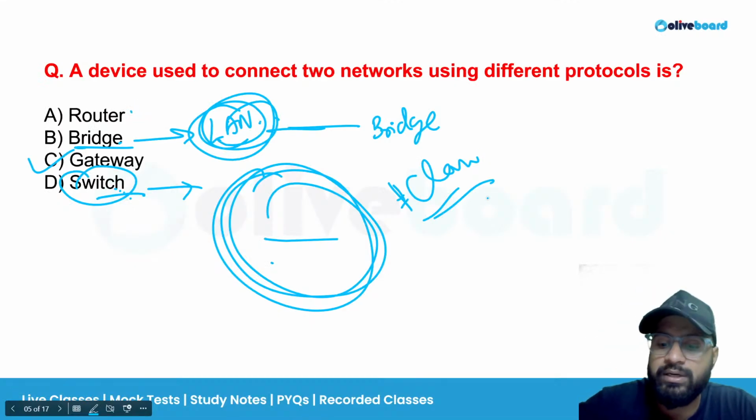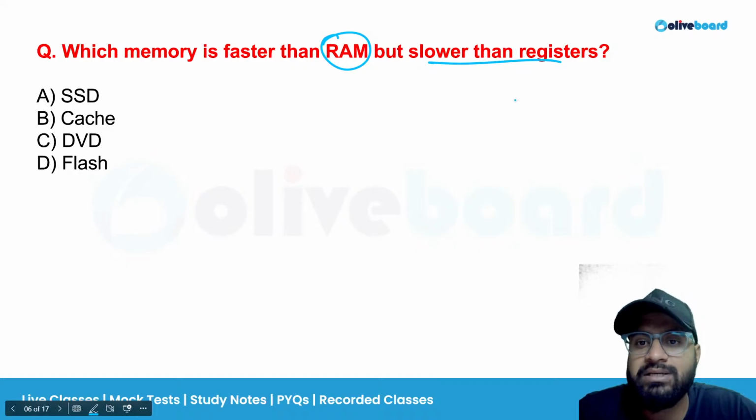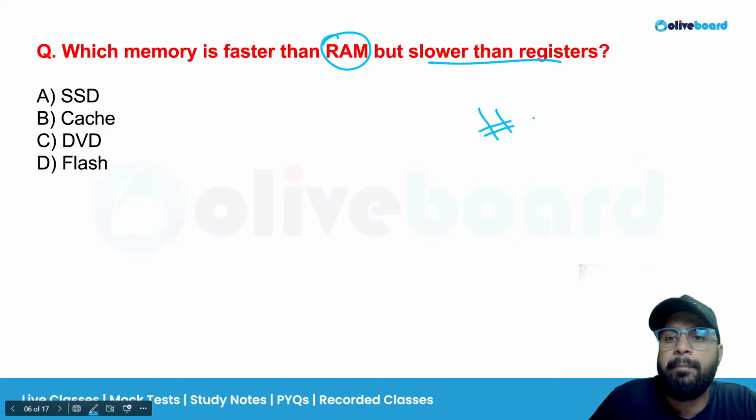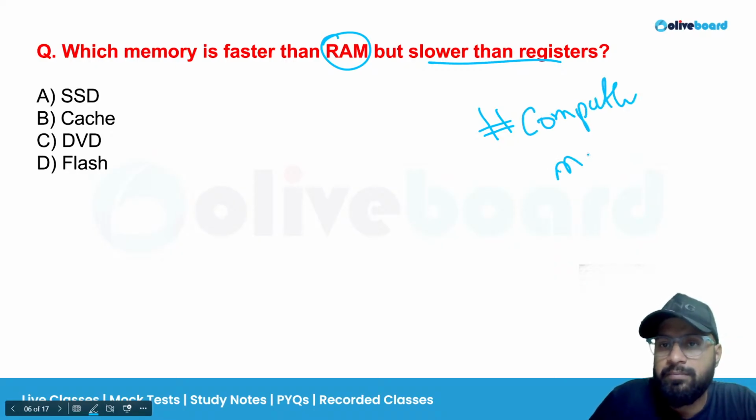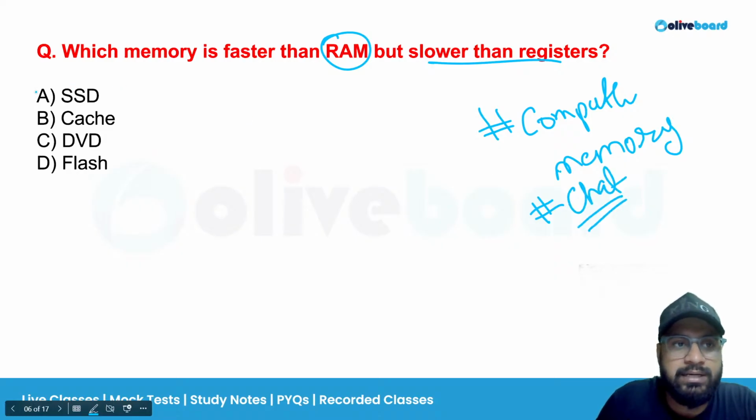So now let's move to the next question. Which memory is faster than RAM but slower than register? This question comes from computer memory. Students, there are different types of memories that we have, so whatever answer you have, you can use your chat box here. What will be the correct answer?